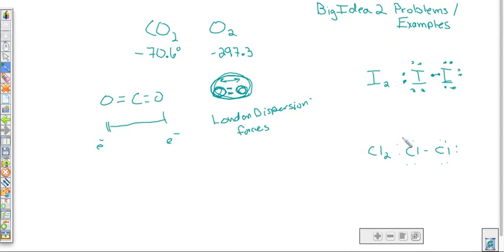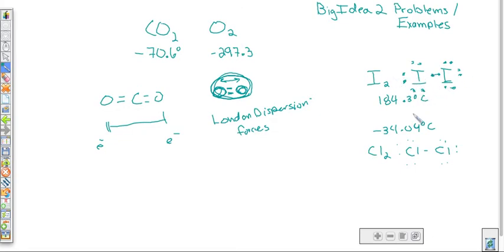But when you look at the boiling points of these, the boiling point of chlorine is negative 34.04 degrees Celsius. So at room temperature, chlorine, diatomic chlorine, is a gas, right? If you look at the boiling point of iodine, it actually has to get up to 184.3 degrees Celsius for iodine to boil or to turn into a gas.